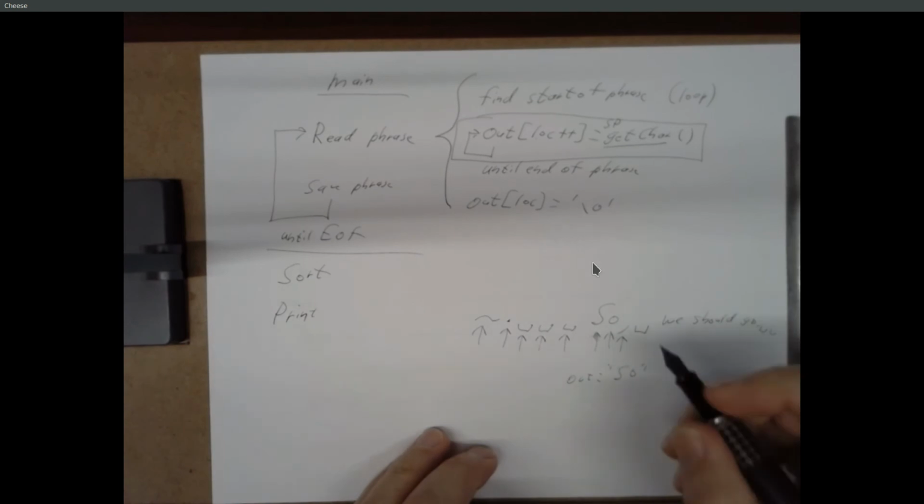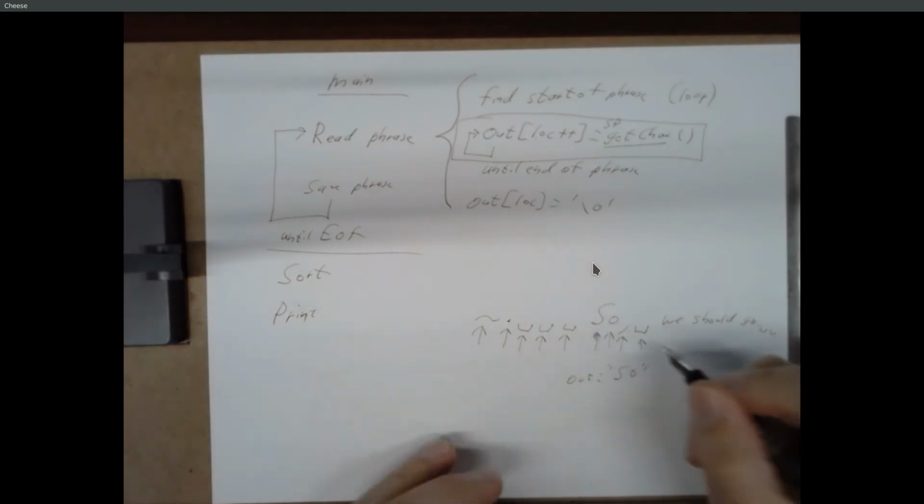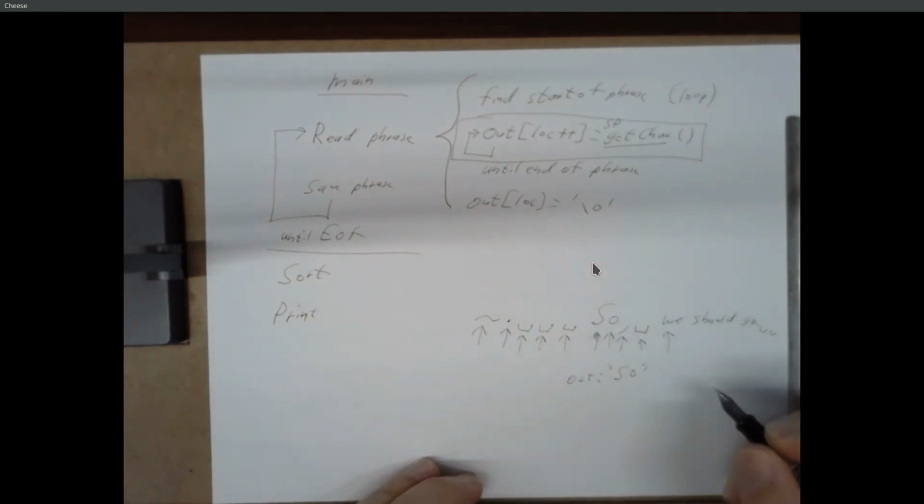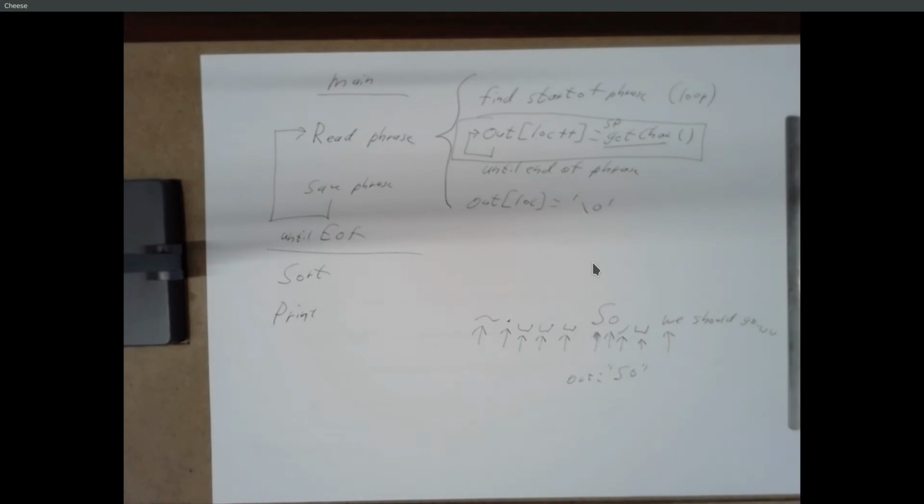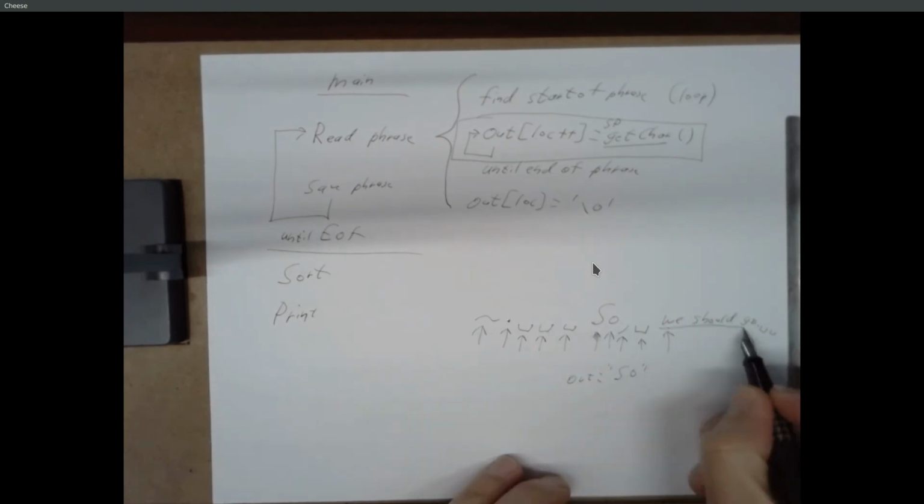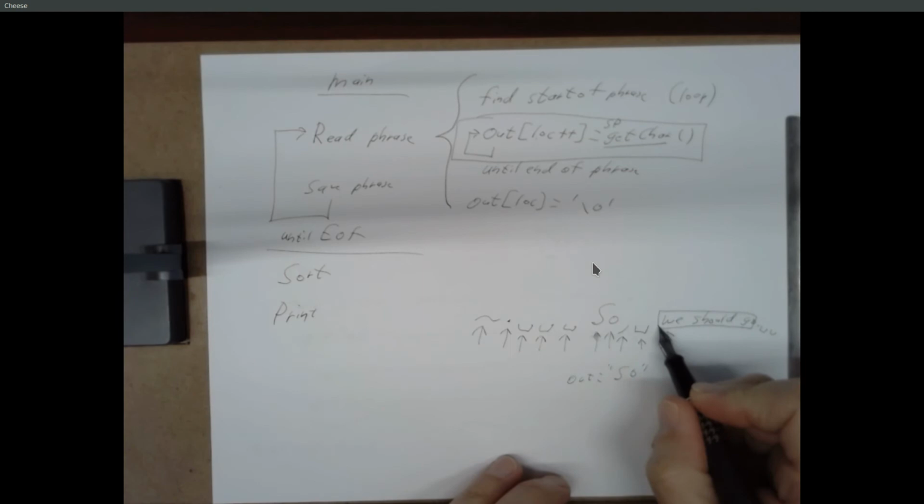Well, read phrase is going to start with this space, which is not the start of a phrase. There's a W, that's the start of a phrase, and it does the same thing. It'll consume "we should go." That'll be your next phrase that it returns to main.